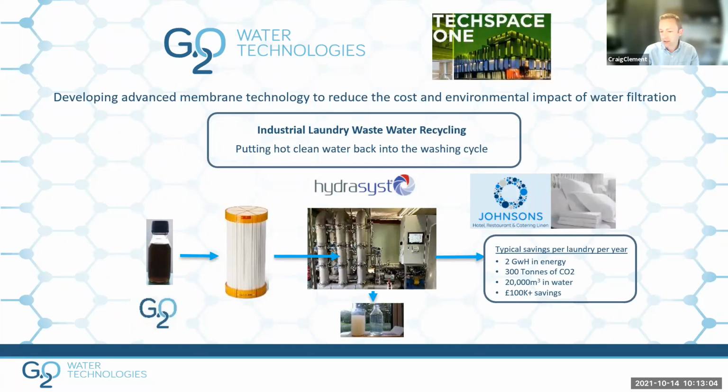So what can Johnson's expect from this? What are we showing through this demonstration project? Well, per annum, we're saving around 2 gigawatt hours in energy, 300 tons of CO2, around 20,000 cubic meters of water, with a financial saving in excess of £100,000 per year. Next slide, please. So we've been working with Mike Range, the engineering manager at Johnson's at their site in Shaftesbury, where we've installed this system.